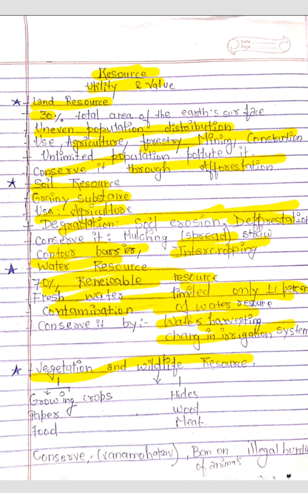And fourth is the vegetation and wildlife resource. We see the wildlife and the vegetation, how do they become a resource? Because they help in managing and balancing the ecosystem. If any problem comes, the ecosystem becomes imbalanced, and this creates global warming. Vegetation, which includes growing crops, paper, and food, provides all of this for us, and animals also provide hide, wool, meat, and many more things. So we need to conserve them, including a ban on the illegal hunting of animals.